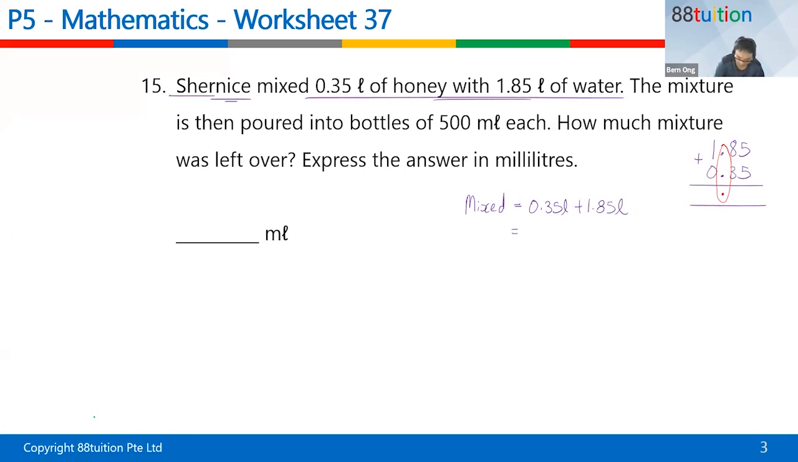So 5 plus 5 is 10. 8, 9, 10, 11, 12. Put the 1 up here. 2.20. 2.20 liters is the mixture. Sure, you don't have to put the 0, it's okay. But for money, you have to put up to 2 decimal places. For example, if the answer is 3.5, cannot. You must put a 0 behind. For money, you must put a 0.